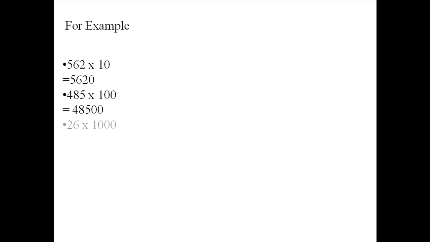Similarly, when we multiply 26 with 1000, here in the second number we have 3 zeros at the end, so the first number will be increased with 3 zeros and the answer will be 26,000. Now I am going to describe the multiples of 10, 100 and 1000.